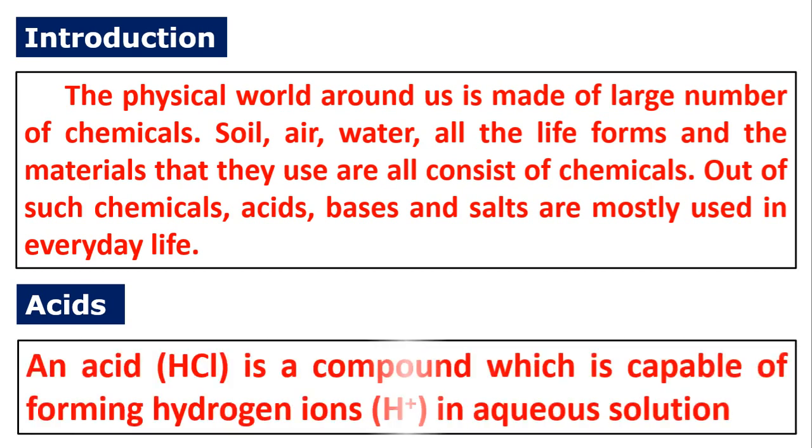Acids. What are acids? Hydrochloric acid, HCl. Sulfuric acid, H2SO4. Nitric acid, HNO3. So, what is an acid? An acid is a compound which is capable of forming H plus, hydrogen ion, in aqueous solution.